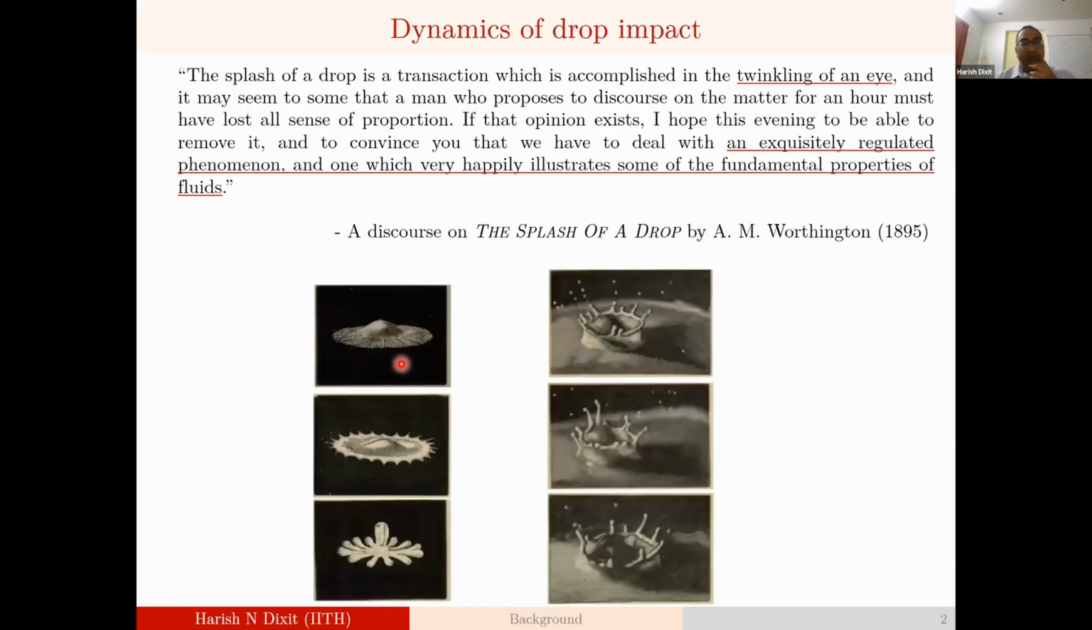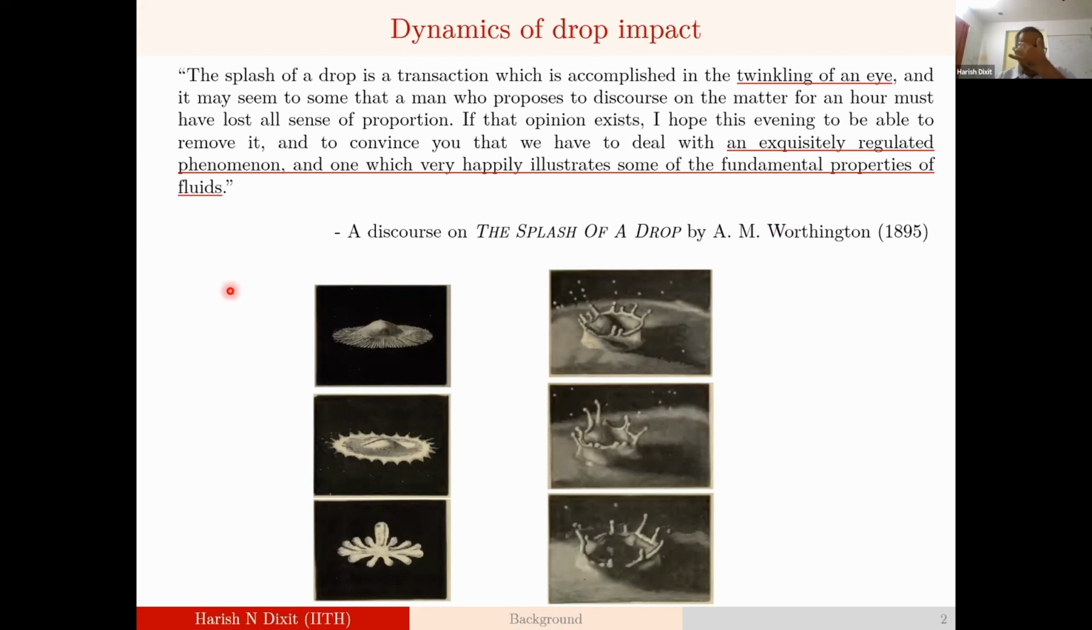So this problem actually has a very long history, as all of you know. This started with Worthington's work, actually a talk in 1895. And I find this fascinating because even today, it's very challenging to get such beautiful images. He himself observes that it's an exquisitely regulated phenomenon, and it's a very complicated phenomenon, and a very, very active area of research.